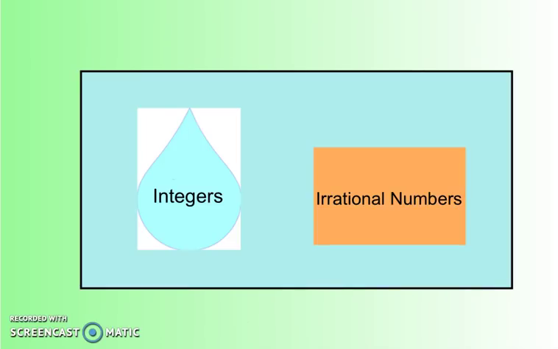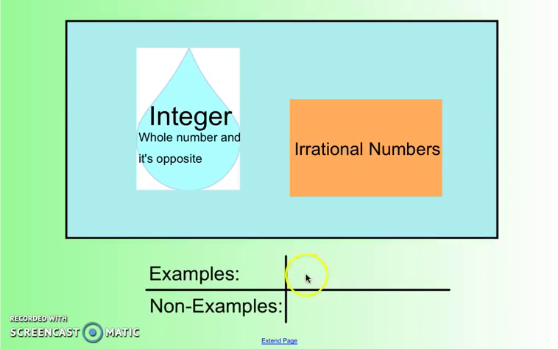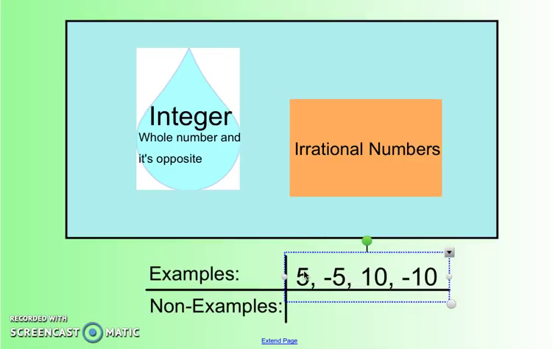Then the next category under rational numbers are integers. And integers include whole numbers and natural numbers, but they also include their opposites. So like +5 and then -5, or 10 and -10. Integers also include 0.